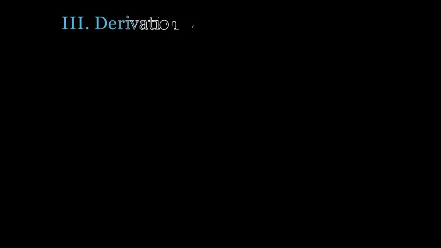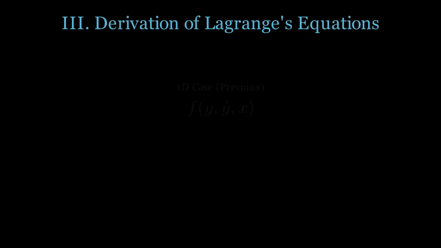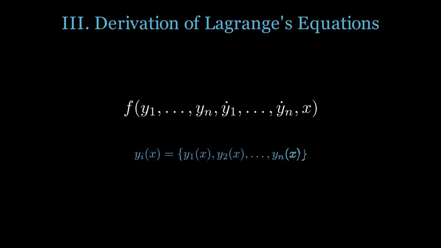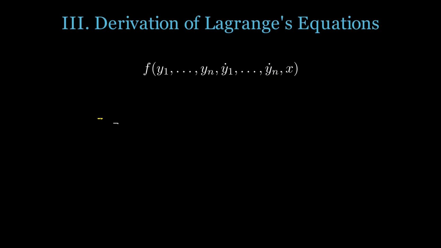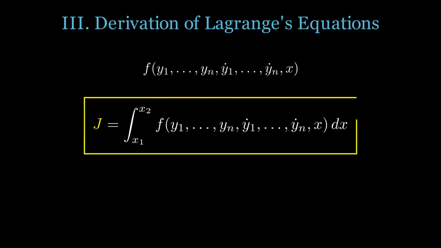space. Let us consider a function f that depends on an independent parameter x, a set of n dependent variables y1 of x, y2 of x, and so on till yn of x, and their respective derivatives with respect to x denoted by y1 dot of x, y2 dot of x, and so on. We wish to find a specific set of paths yi of x such that they make the integral J stationary.